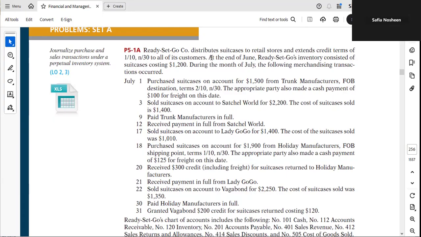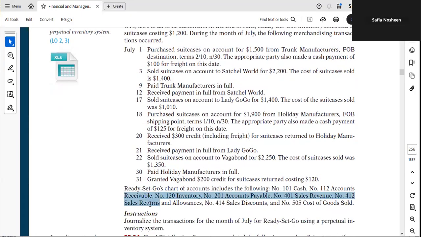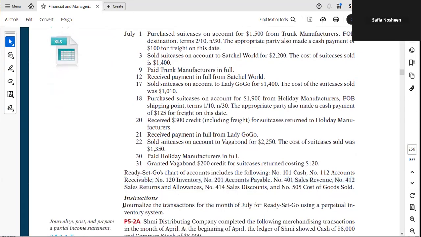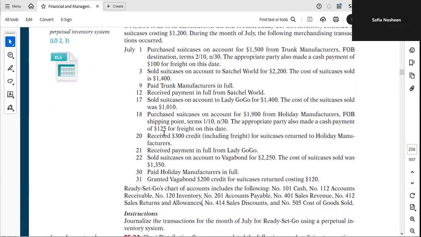At the end of June, the company's inventory consisted of suitcases costing 1,200. During the month of July, the following merchandising transactions occurred. This is the list of the transactions, and this is the chart of accounts and instructions. We are asked to record the transactions for the month using the perpetual inventory system. I will do this problem in Excel and record the transactions in the journal.